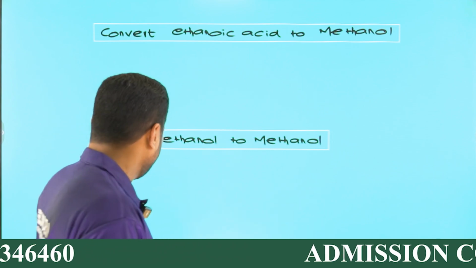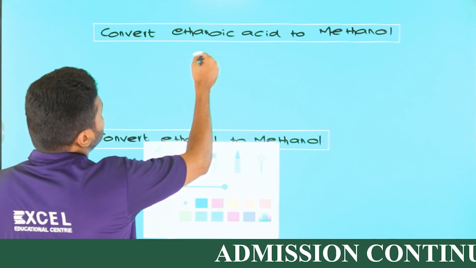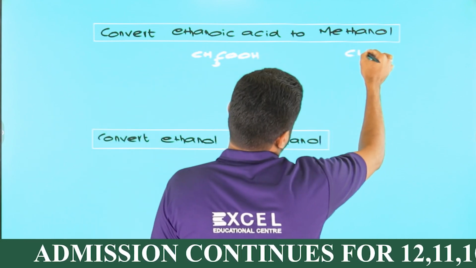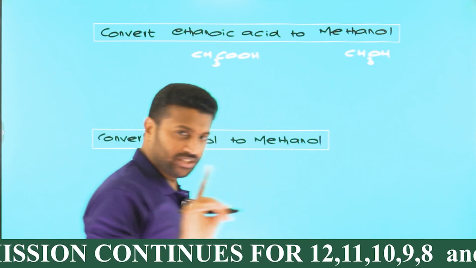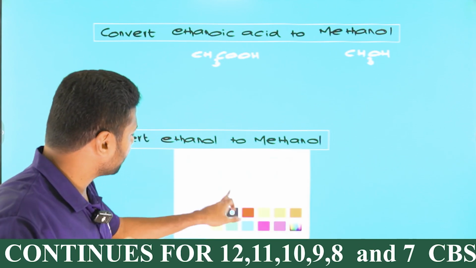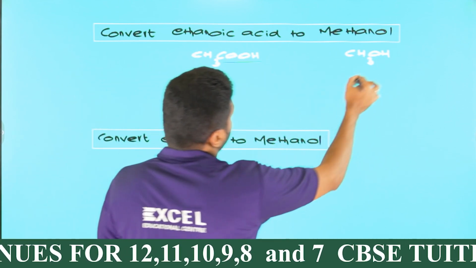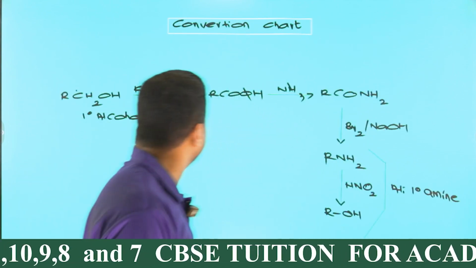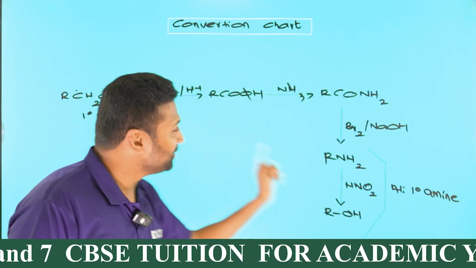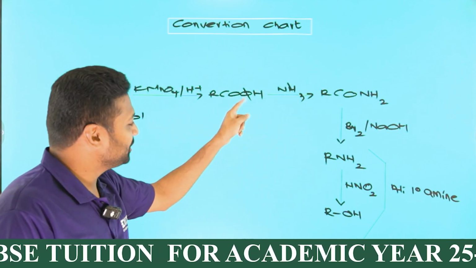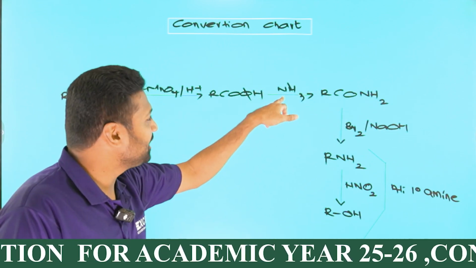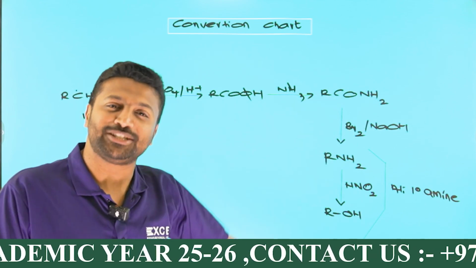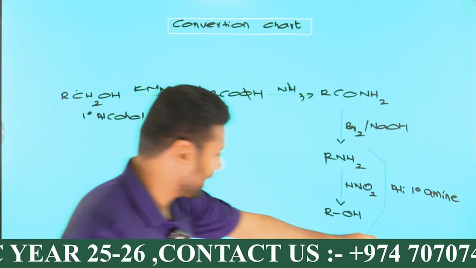For example, here, ethanoic acid has the formula CH3COOH, and methanol has the formula CH3OH. During this conversion, the change required is what, guys? COOH into OH. The change required is COOH into OH. Go this way: initially passing ammonia, getting acetamide, then Hofmann, primary amine, then alcohol by using HNO2. It's applicable only for aliphatic primary amine, right?